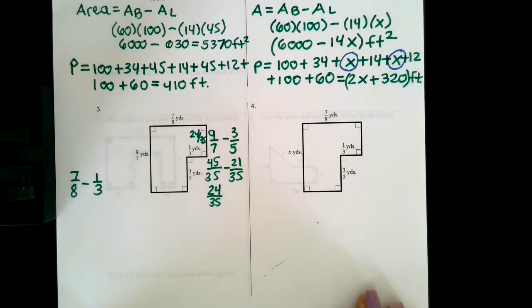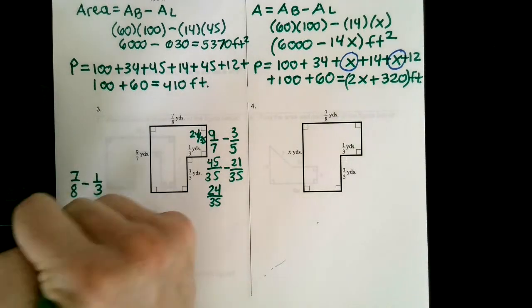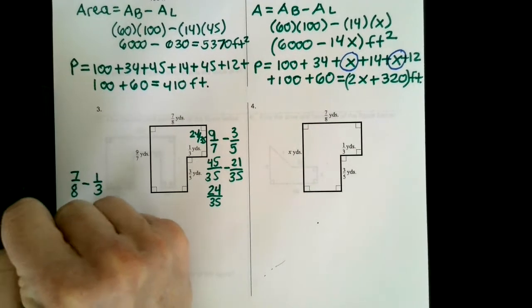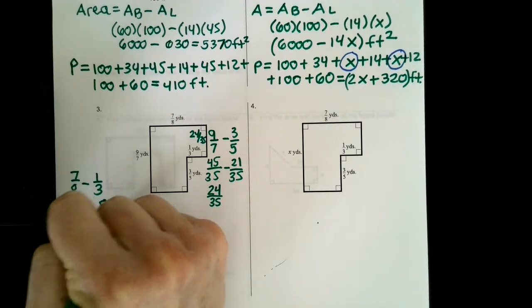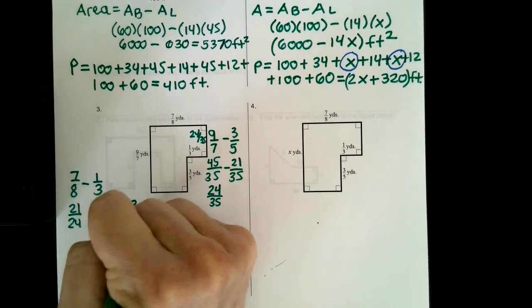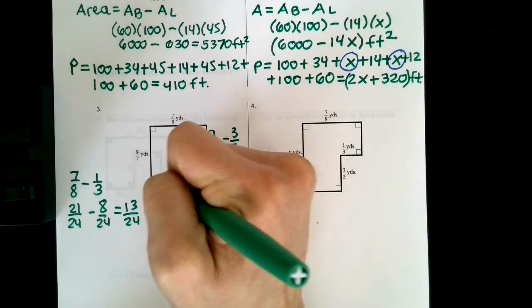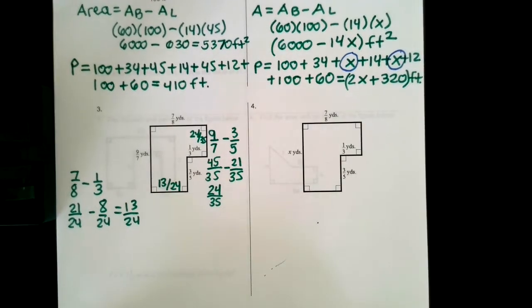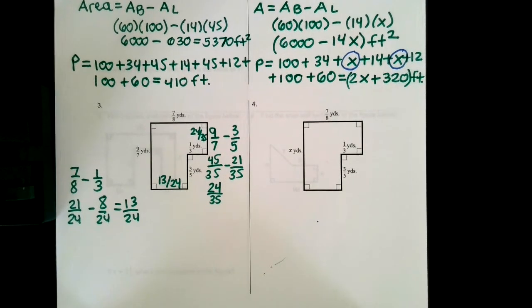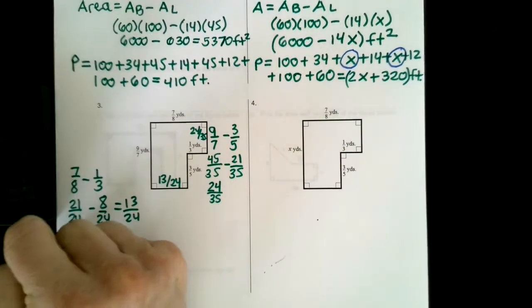Again, the easiest way to find a common denominator is to do 8 times 3. So I'm going to change these fractions to 21/24ths and 8/24ths, which is 13/24ths. So I'm going to replace this length with 13/24ths.